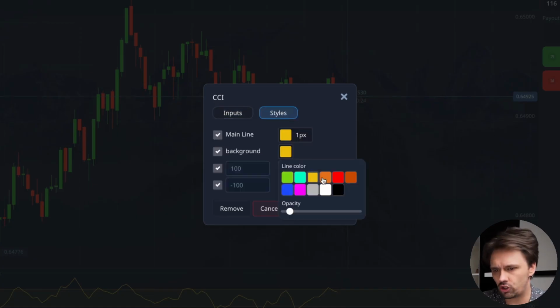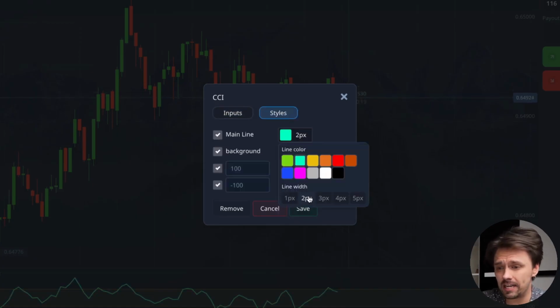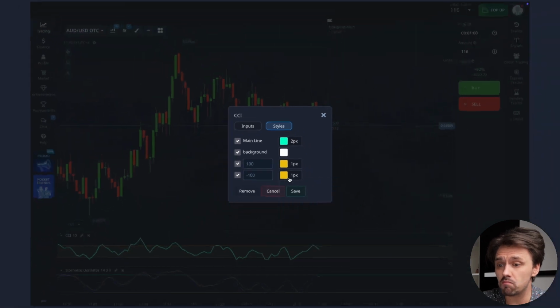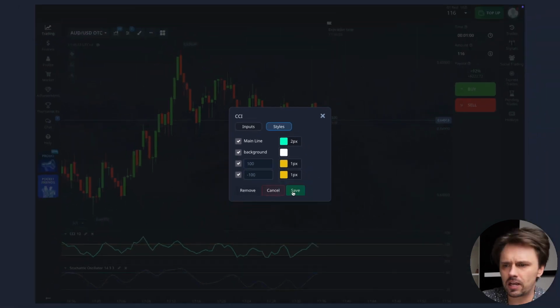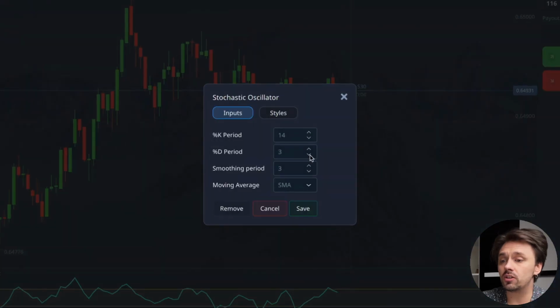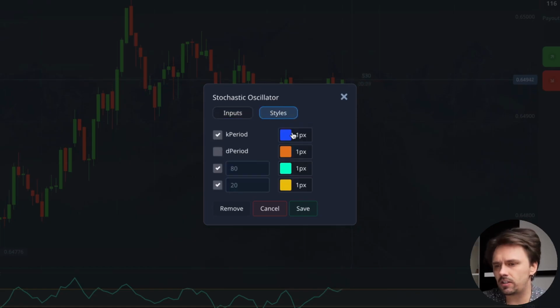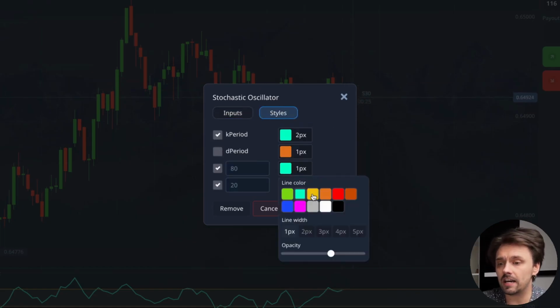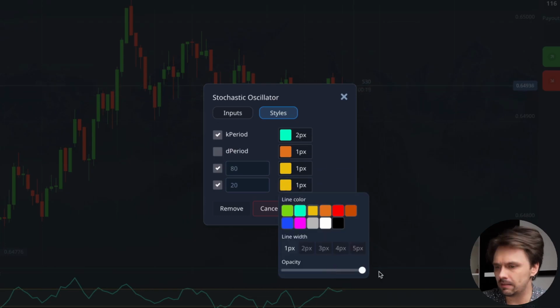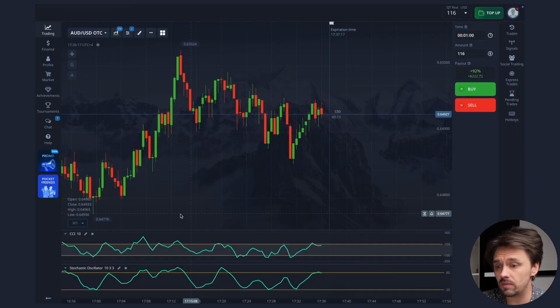For the style, I'll make the channel itself white, the main line light blue, and the lower boundary more saturated. Now stochastic. It shows when the price is overbought. Here I'll only change the K period to 10. This is the main line. It reacts moderately fast. Now for the style, I'll remove the second smoothing line and make the main one light blue. I'll make the boundaries yellow and brighter.